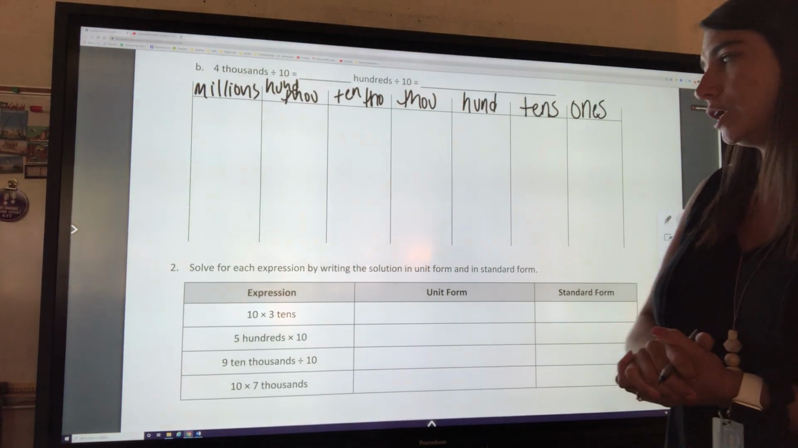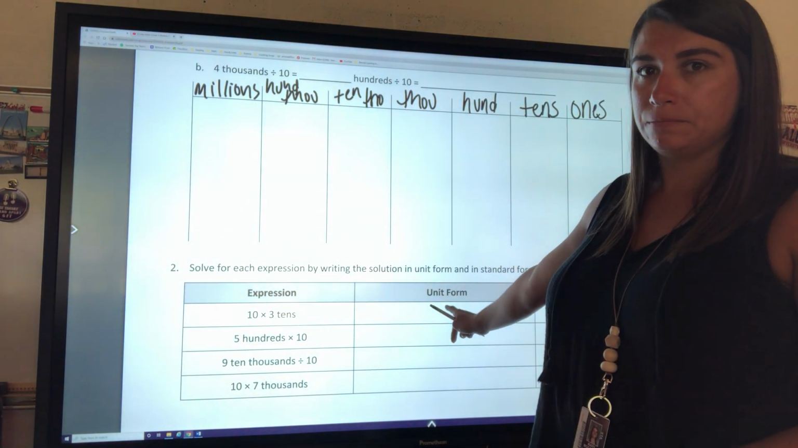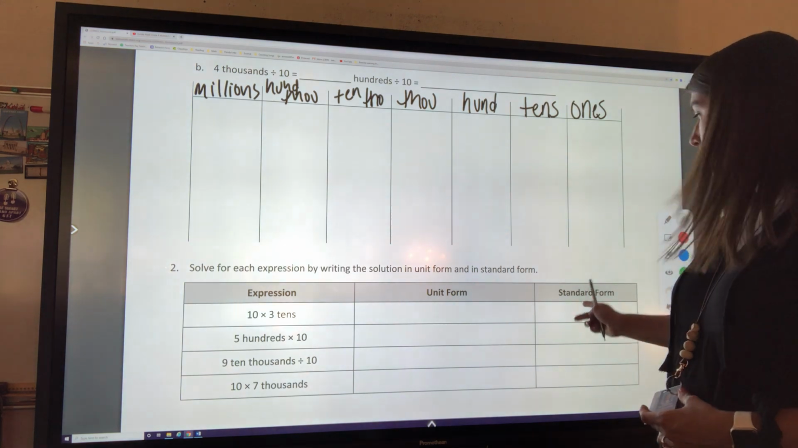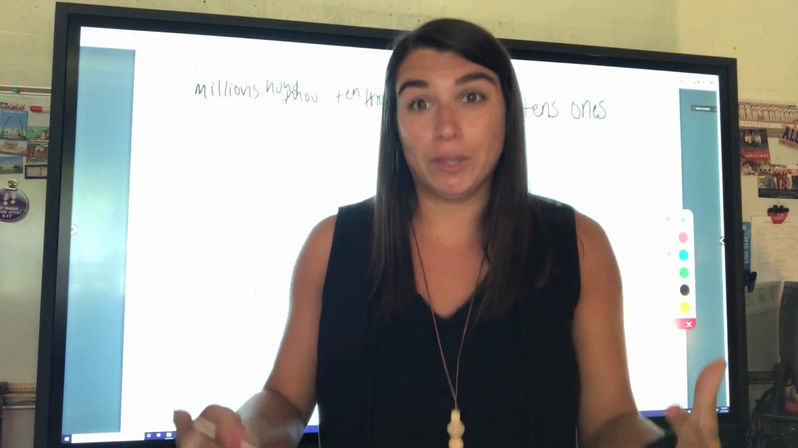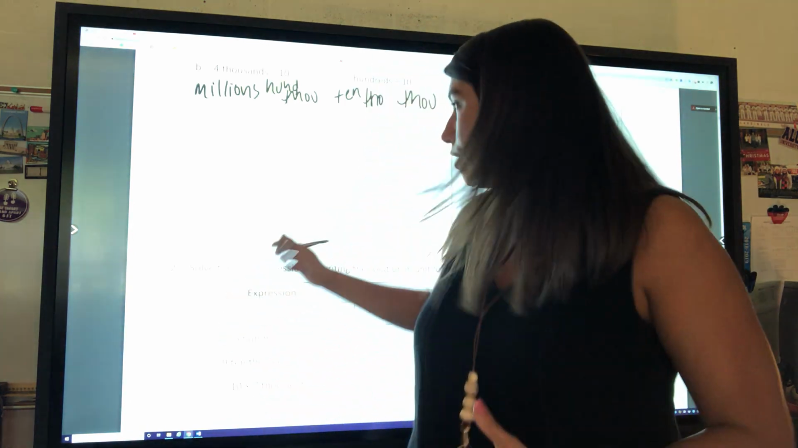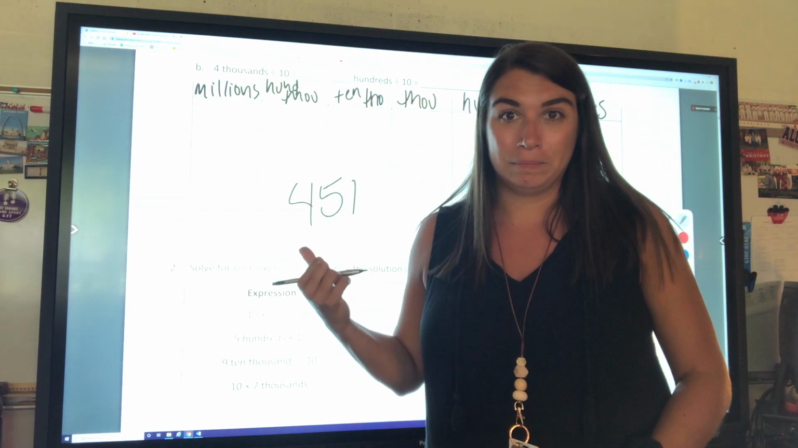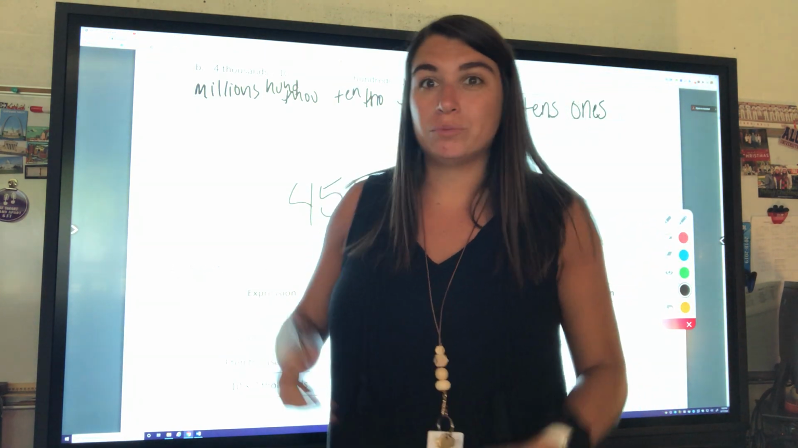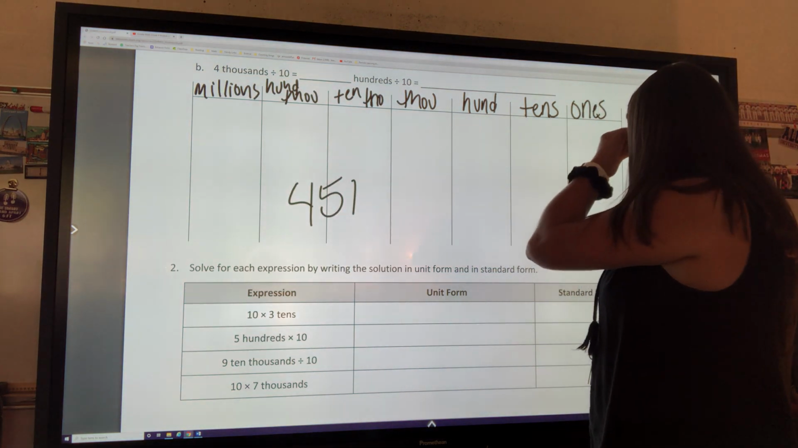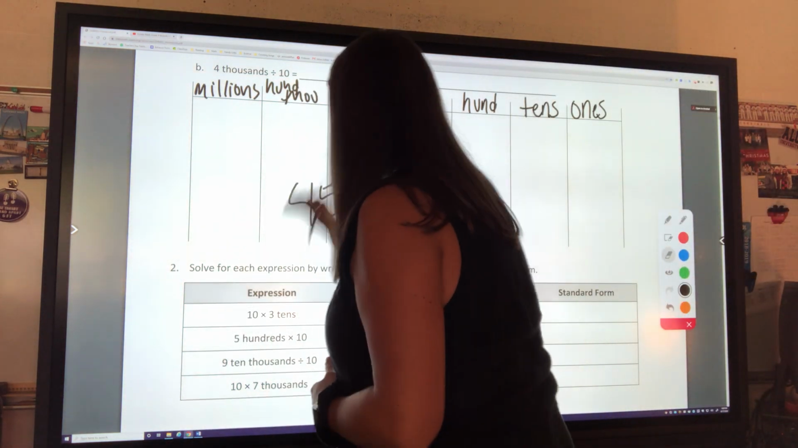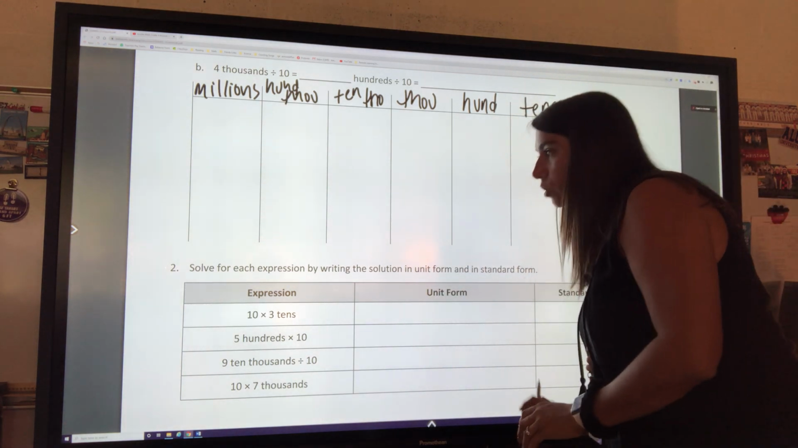And now we're gonna look at these down here, and I want to write them in unit form and standard form. Standard form is what you normally think of math problems to look like, just straight up 451 is the standard form. Okay, the unit form is when we write the place value with it. So, I'm gonna go ahead and erase that. And I'm gonna write again.